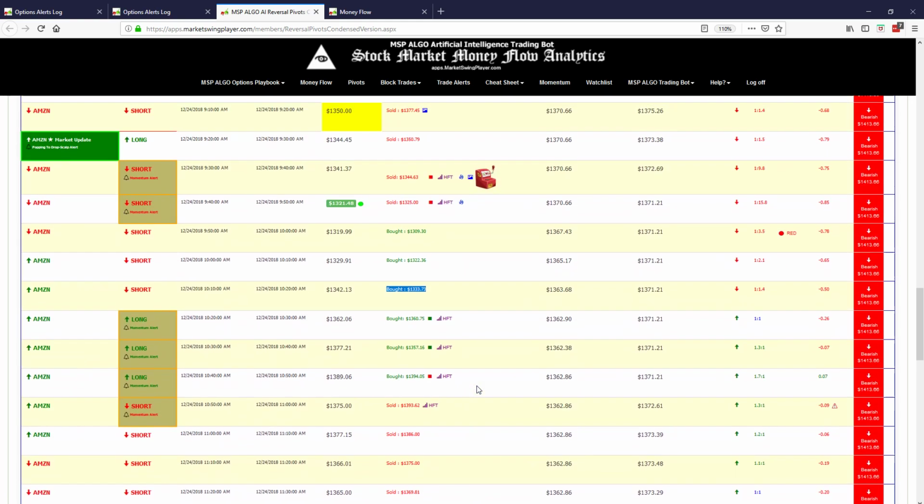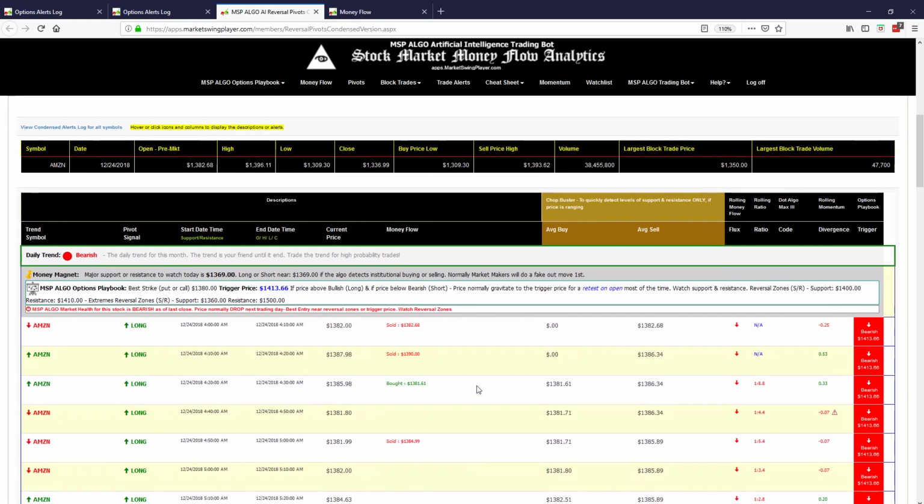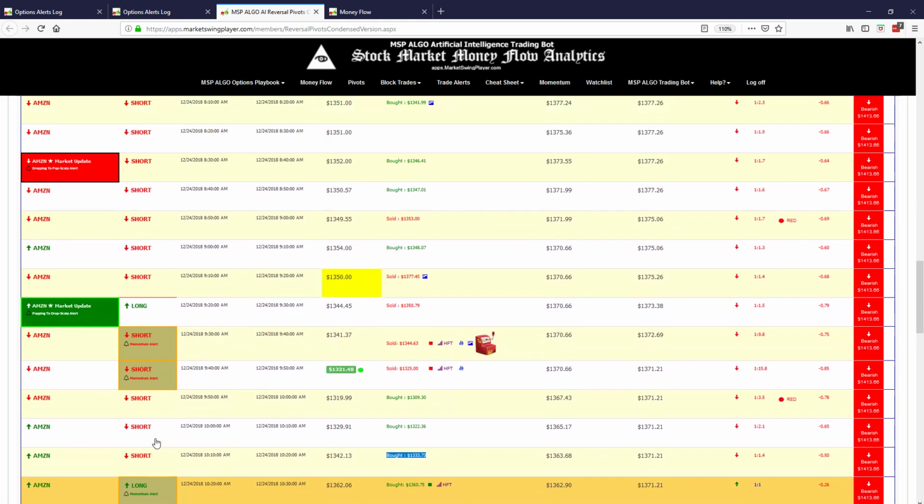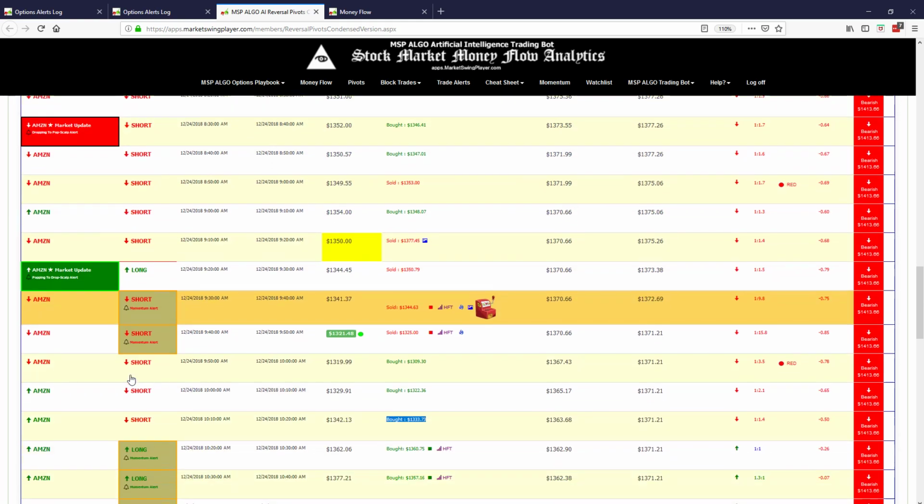And we also have our signals here. This is the daily trend. This is actually the intraday trend here. Trend symbol, and then what the pivot is saying. So the pivot was saying it was a short.